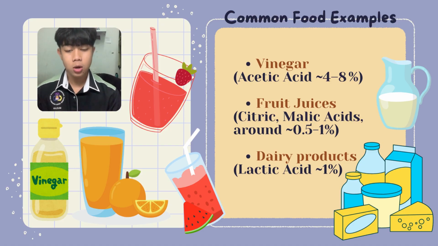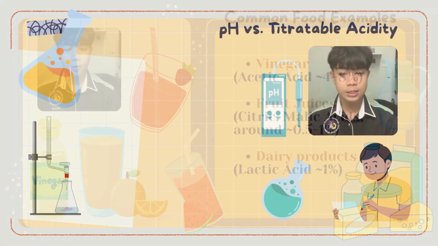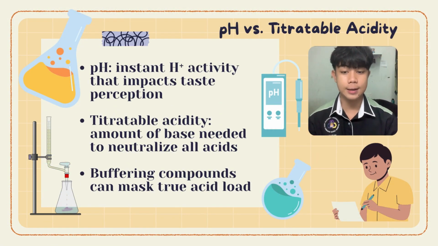And in yogurt or cheese, lactic acid levels control how the product sets and tastes. This means that lactic acid in cheese or milk helps the products to set. Let's say the production of cheese, pH versus titratable acidity.